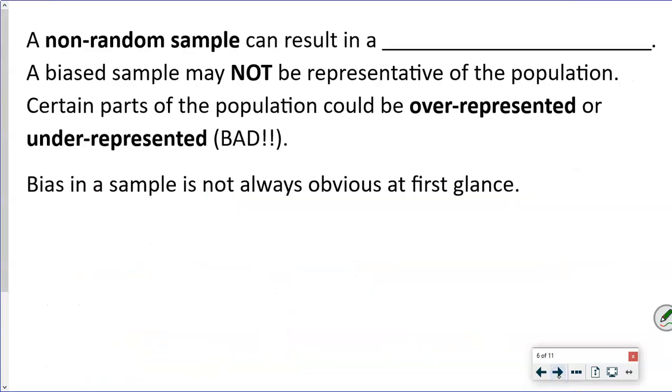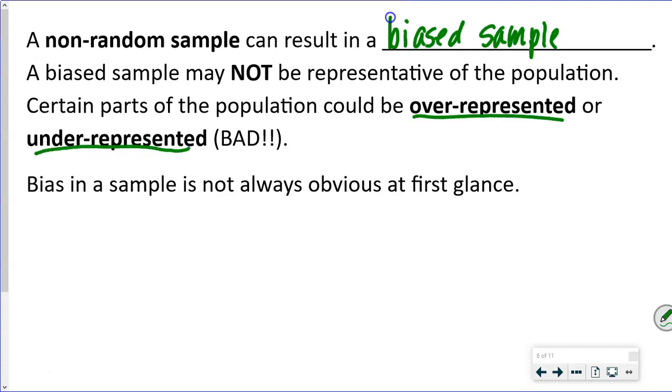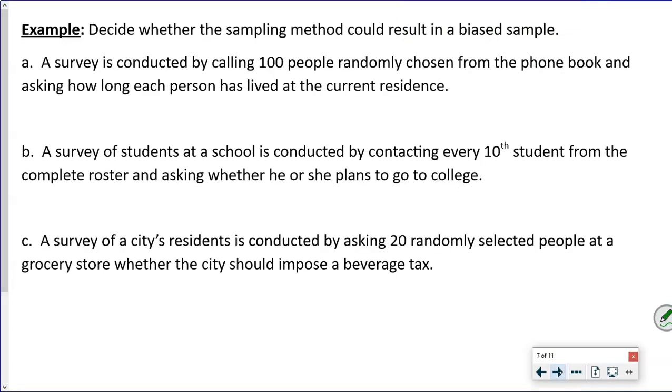So this next part says a non-random sample can result in a biased sample. A biased sample may not be representative of the population. So certain parts of the population could be overrepresented or underrepresented. Obviously, that's bad. Bias in a sample is not always obvious at first glance. So we're going to go through some examples now and determine whether these are biased or not.